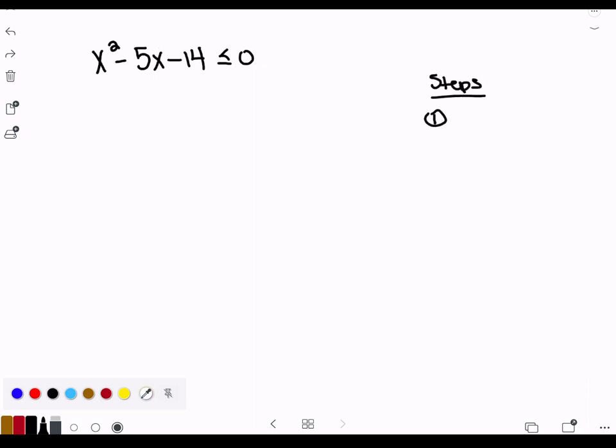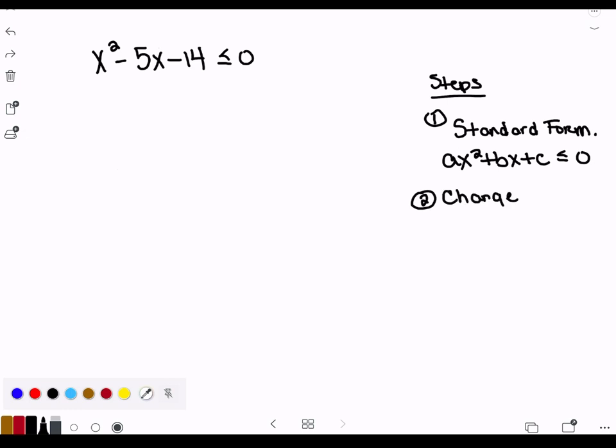So, the first thing you want to do, you want to make sure it's in standard form. And what I mean by standard form is ax squared plus bx plus c, and the 0 on the other side. If you look at this example that I put up here, it's already set up in standard form where everything is on one side and 0 is on the other.